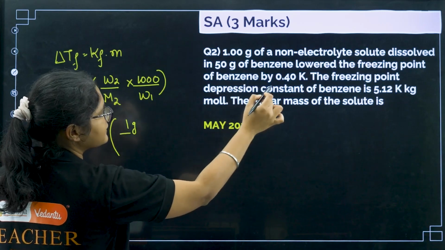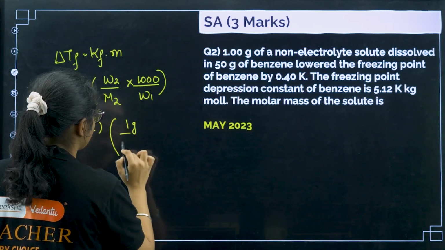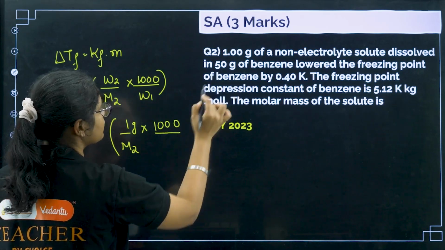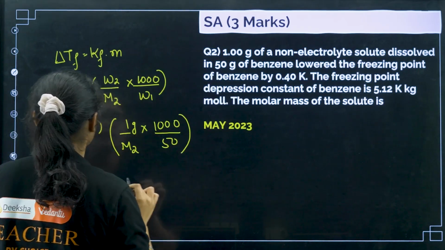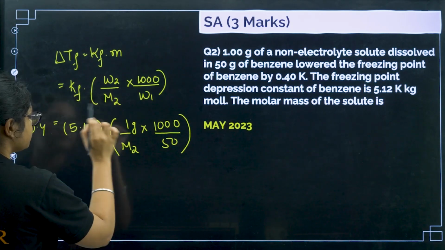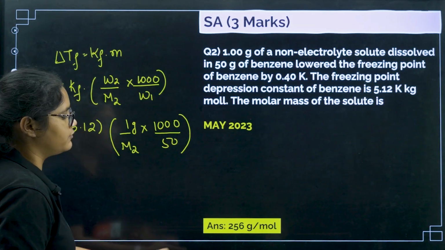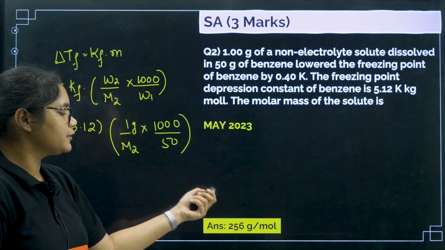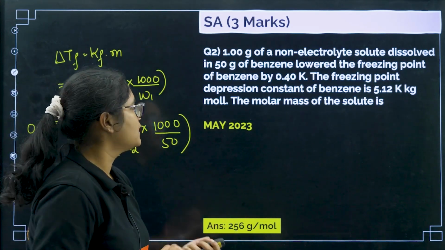Next, M2 I have to find out, into 1000. What is the mass of the solvent? 50 gram. And delta TF value is 0.4 Kelvin. So if I solve this and calculate, M2 value will be 256 gram per mole. You can check the calculation and see whether you are getting this answer or not.